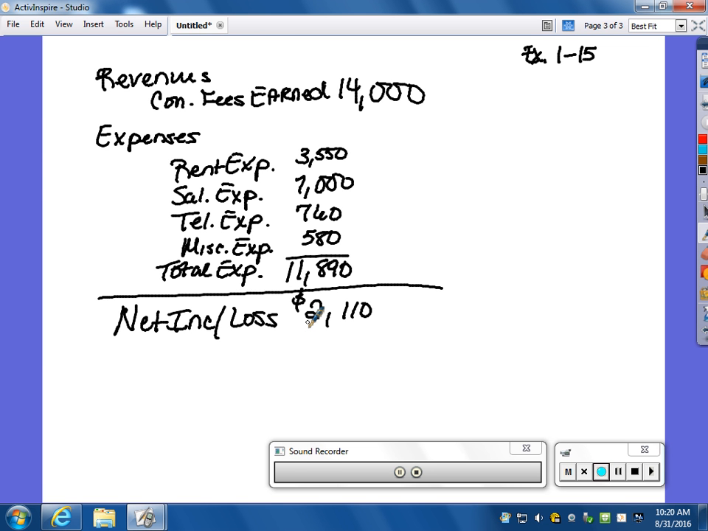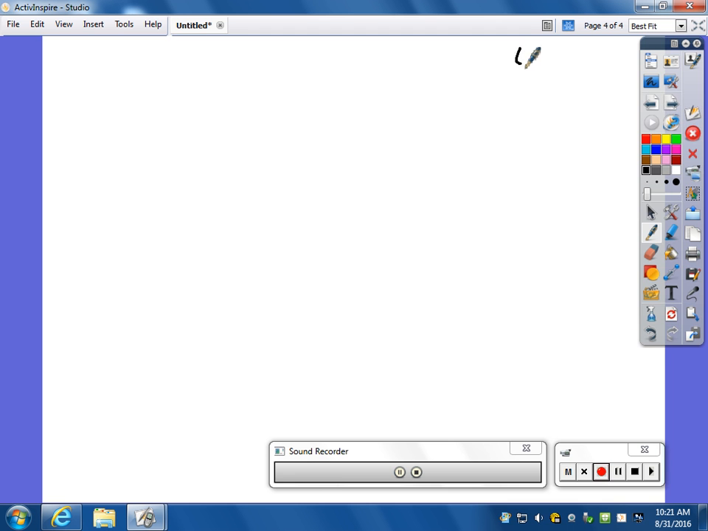All right, next problem was exercise 1-16, which is asking us to complete what statement? Statement of owner's equity, using the same information from the previous problem. What goes on the statement of owner's equity? Net income or loss, owner investments or withdrawals.